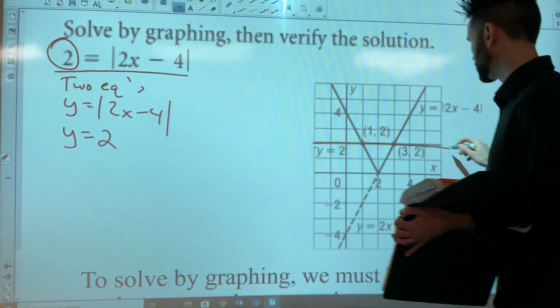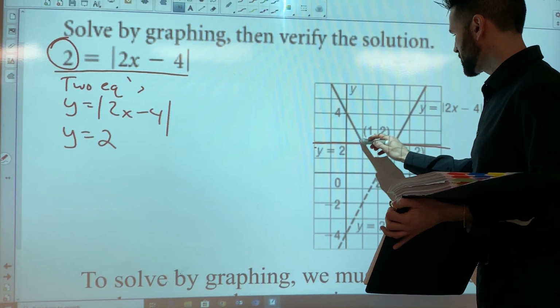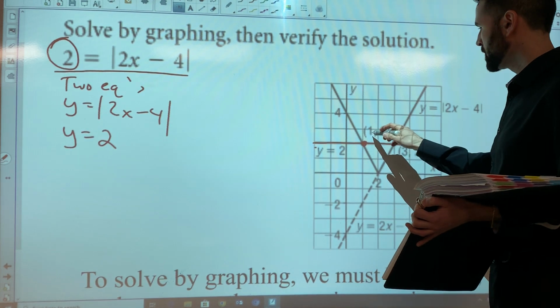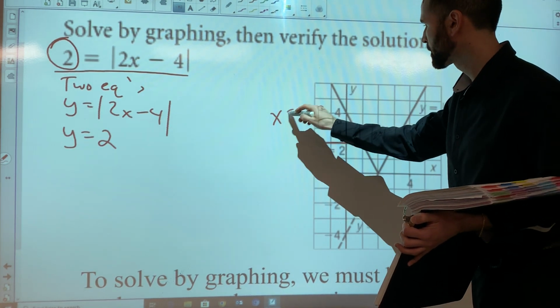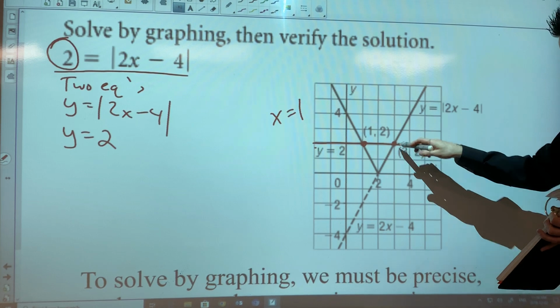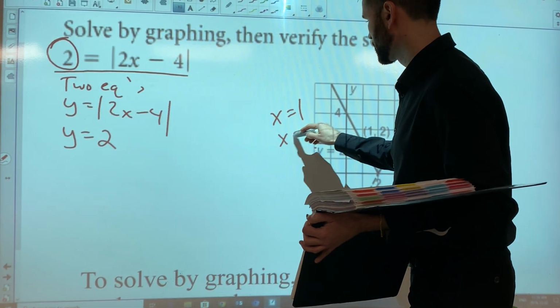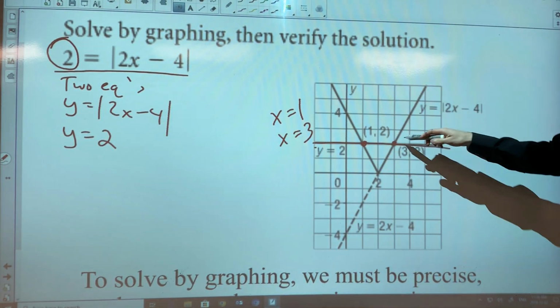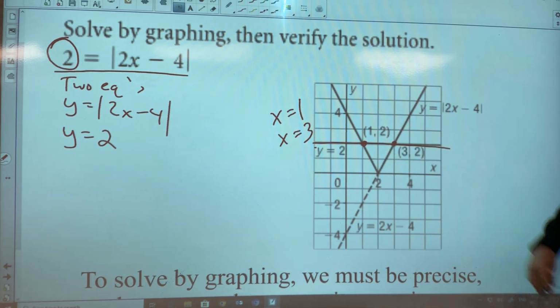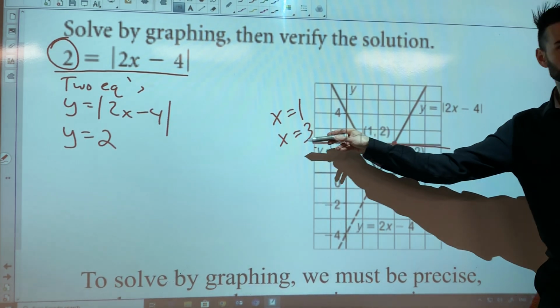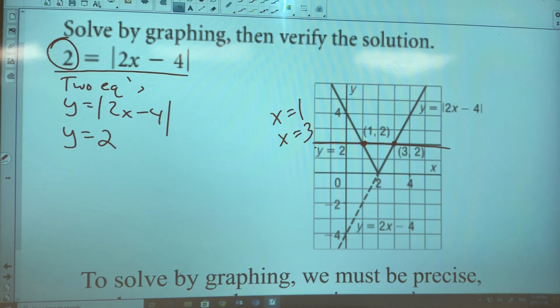But there's y equals 2. There's the absolute value graph. There's my 2 solutions. So I got x equals 1. I'm just looking at that coordinate, and x equals 3. Now, because I can read it off the graph, I can see what the y value is. It's going to be y equals 2. That makes sense, right? Because that's my horizontal line. But it's just that easy doing it graphically.